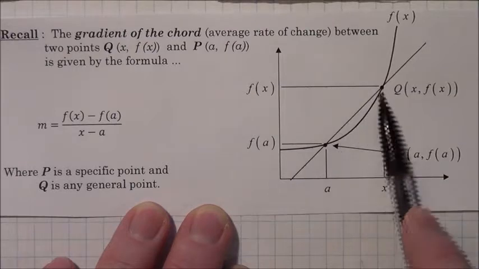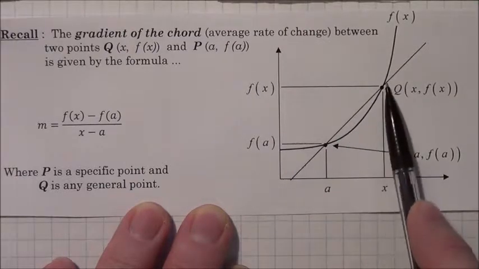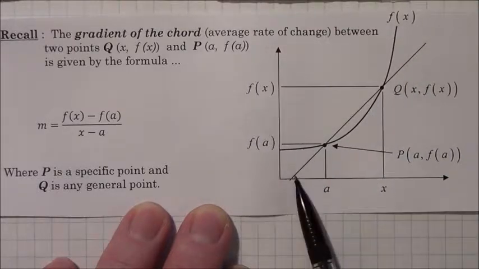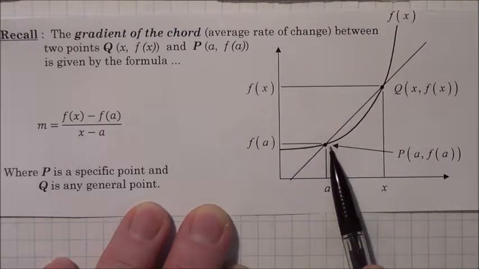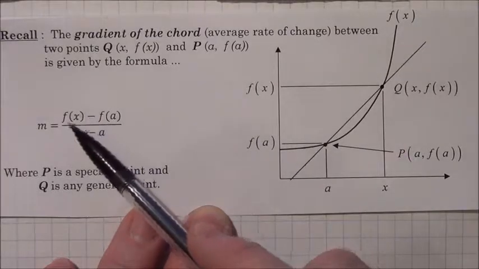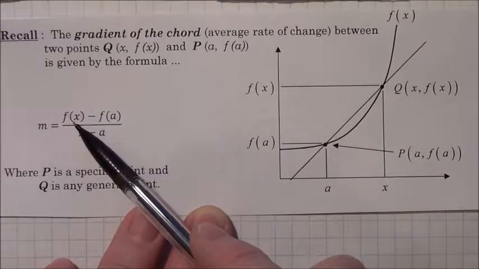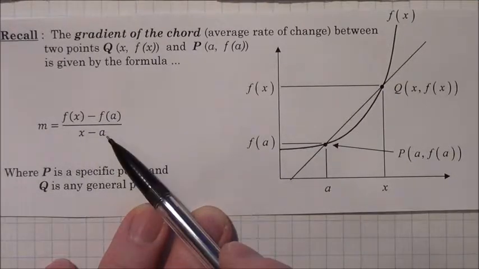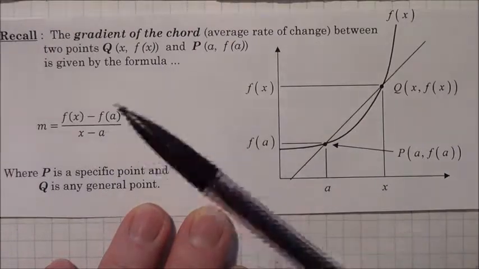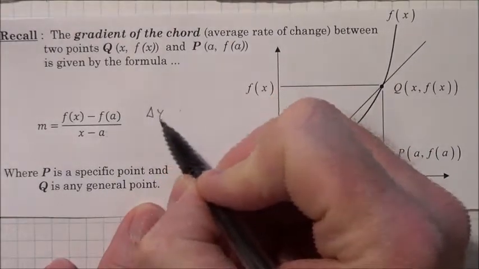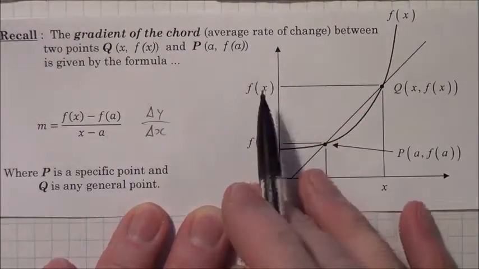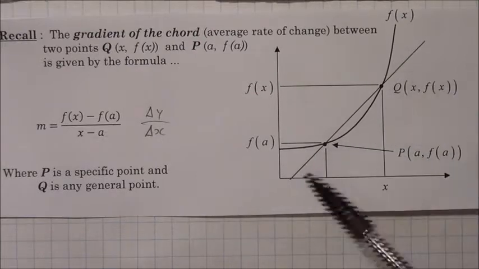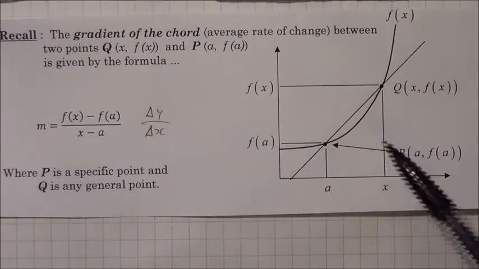And we can find the average rate of change of the curve between those 2 points, which ends up being the gradient of the secant between those 2 points. We can calculate that by this formula: f of x minus f of a, which is y2 minus y1, over x minus a, which is x2 minus x1. So the delta y, or the y step, over the delta x, or the x step. And that will find us the gradient of the secant, or the average rate of change between those 2 points.